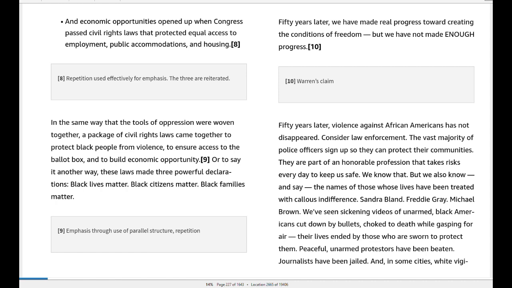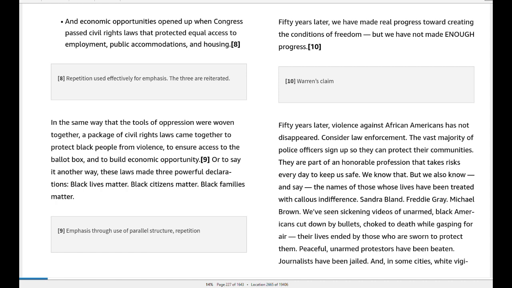In the same way that the tools of oppression were woven together, a package of civil rights laws came together to protect Black people from violence, to ensure access to the ballot box, and to build economic opportunity. Or, to say it another way, these laws made three powerful declarations: Black Lives Matter, Black Citizens Matter, Black Families Matter.